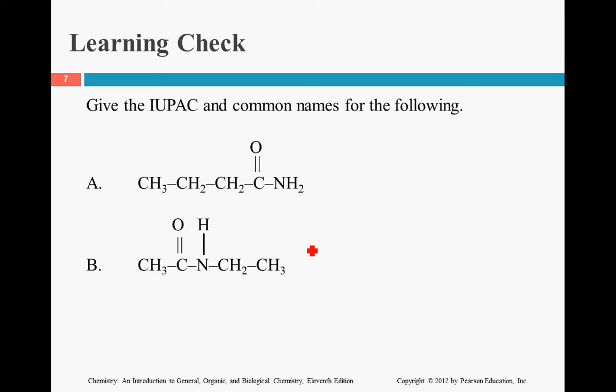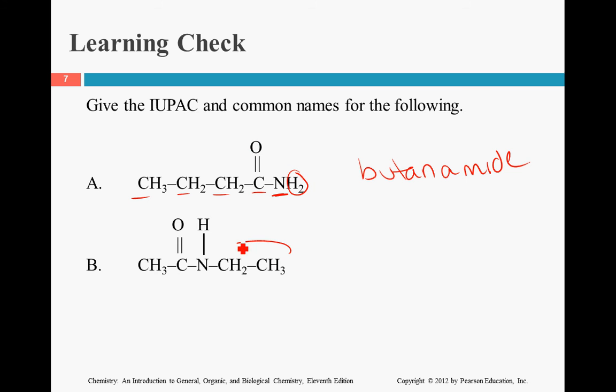Alright, so naming. There's nothing else coming off of this nitrogen, so I don't have to worry about that. We have 1, 2, 3, 4 carbons there. That's butane. But we're going to end it in amide, signifying that there is a nitrogen and a double bonded oxygen.